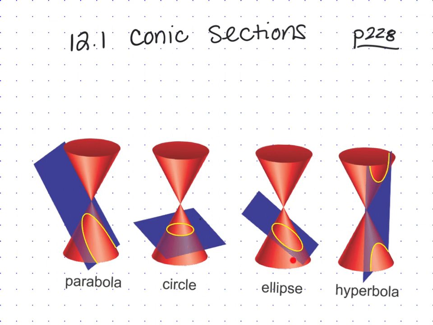If you go at an angle, you're going to get an ellipse, or an oval. If you go at an angle through the bottom, you're going to get a parabola. And then if you go through both of them, you get what's called a hyperbola, which is kind of like 2 parabolas that go across from each other.